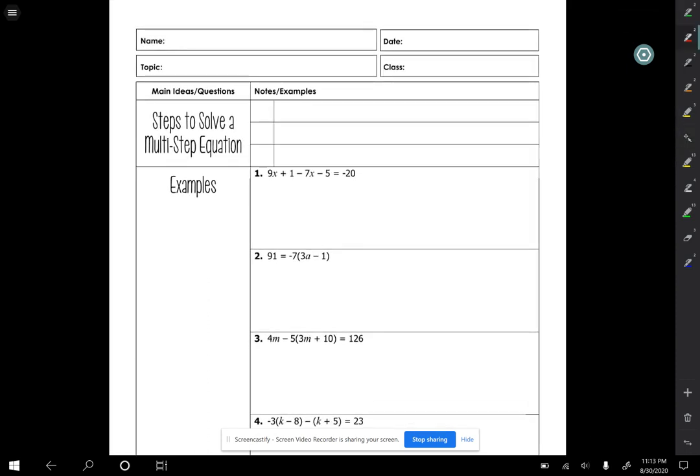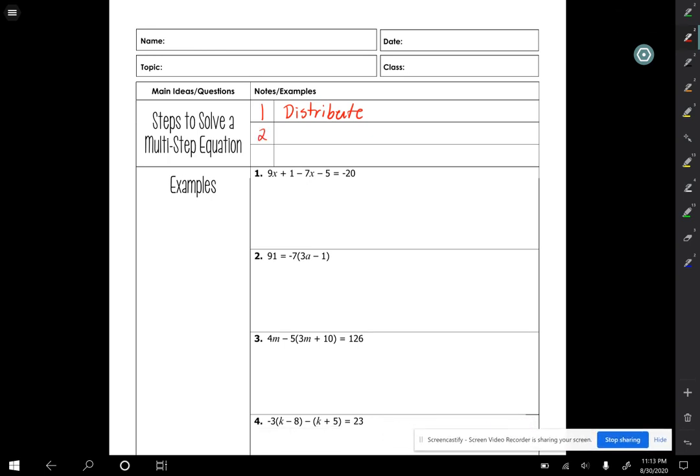Okay, these notes are for the steps to solve a multi-step equation. So step 1, we're going to distribute if necessary. You don't always have to do this step. And then step 2, we're going to combine like terms. And then step 3, solve for the variable.